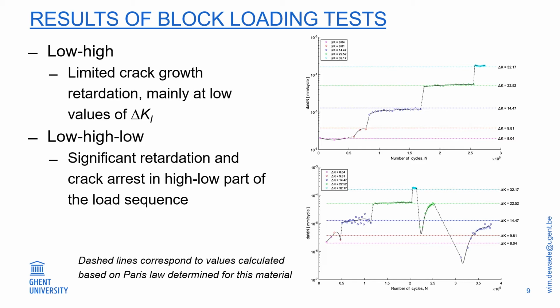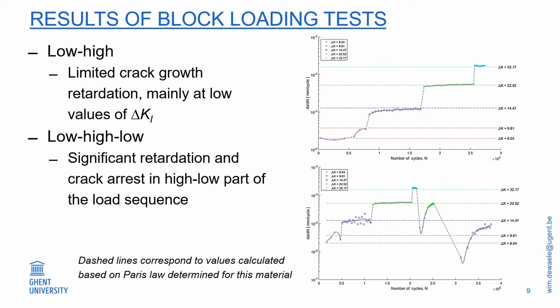The highest amount of crack growth retardation is, however, present in the high to low sequences at the bottom graph. At the start, there is quite some noise. This is due to some bad experimental results. But if you have a look at what happens when you go from delta K equal to 32.17 to delta K equal to 22.52, then you see a very steep decrease in crack growth rate, and then gradually it picks up again to come to the expected crack growth rate value. So a very significant crack growth retardation.